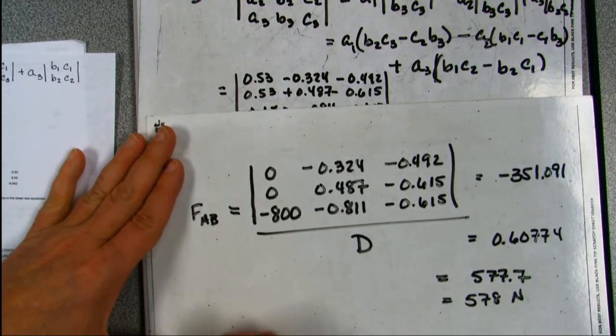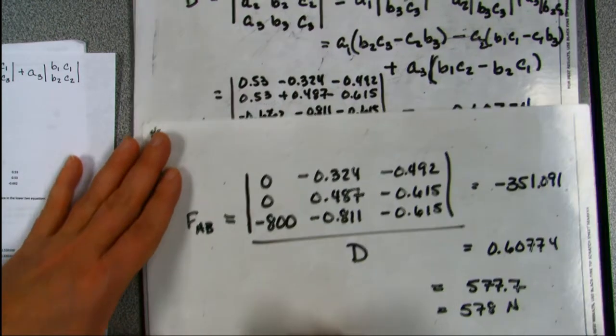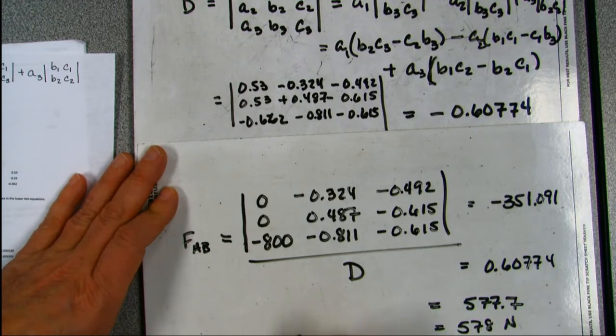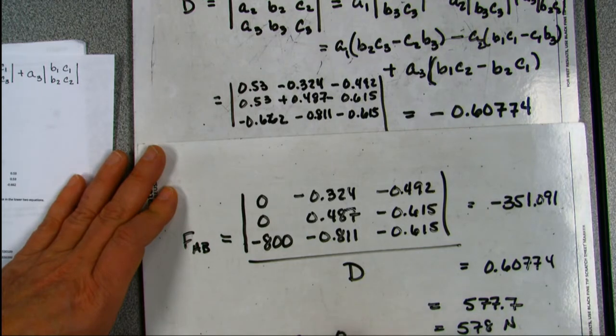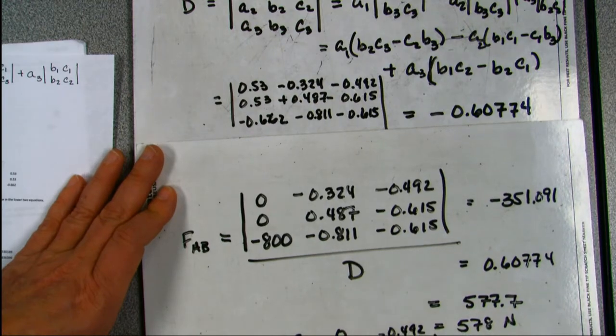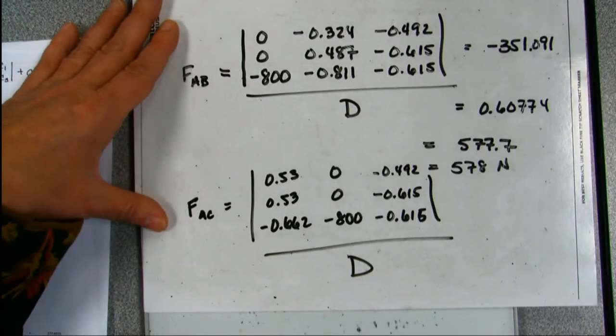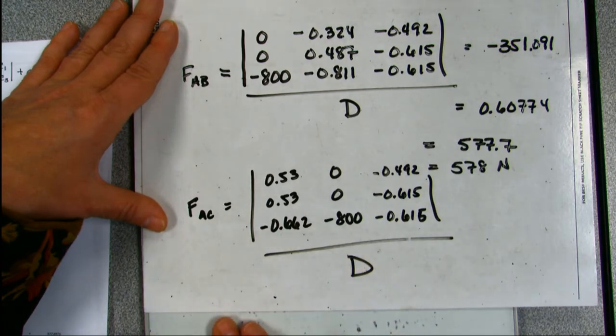So if I'm doing FAC, what that one looks like is 0.53, 0.53 minus 0.66200 minus 800, with the negative 0.492 minus 0.615 minus 0.615. Can you pull it up? In just a second. That's how I would do that one, and you just replace that one for the other one. So this is using Cramer's rule, using the matrix method.